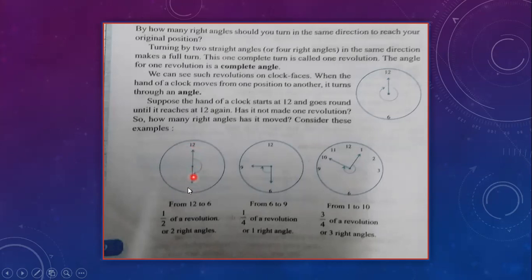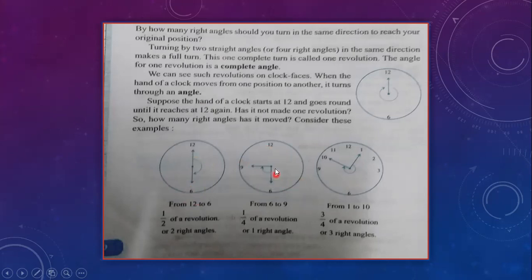Here you can see they have given from 12 to 6. This is like a straight angle. As we learned before, a straight angle means 180 degrees will form. So 12 to 6 means only half a revolution. It did not reach 12, it has done only half. So here we can say 1 by 2 of a revolution. Here 12 to 3, one right angle, 3 to 6, one right angle. So totally two right angles will form here.